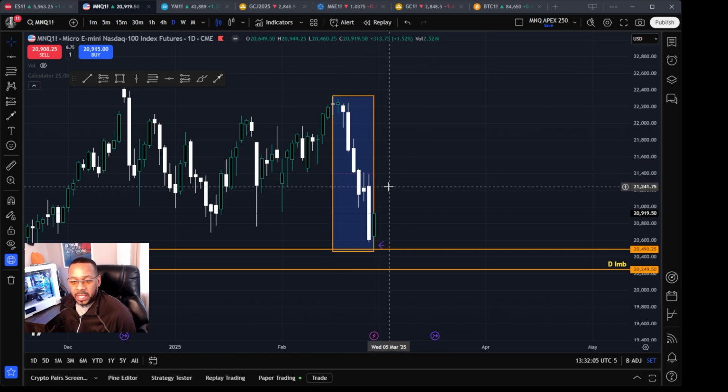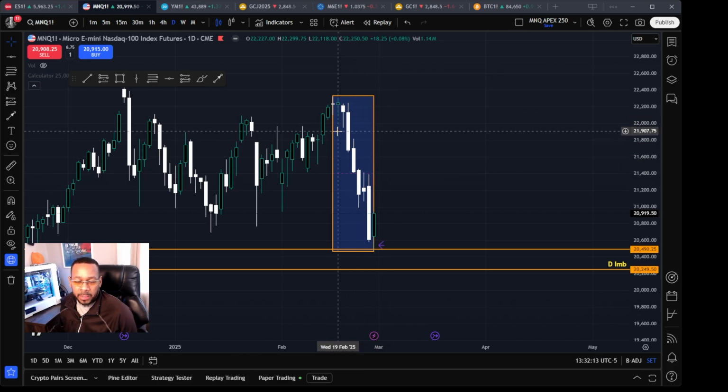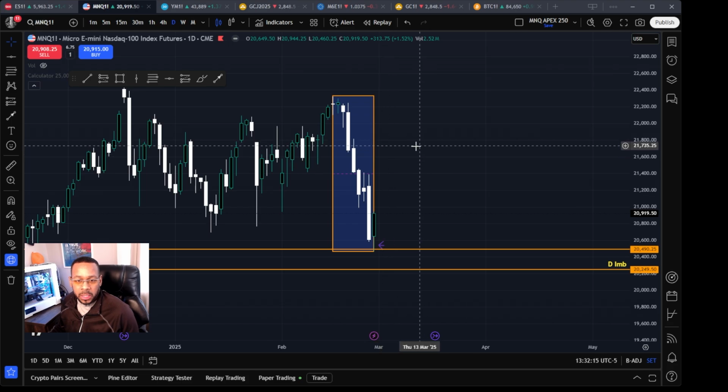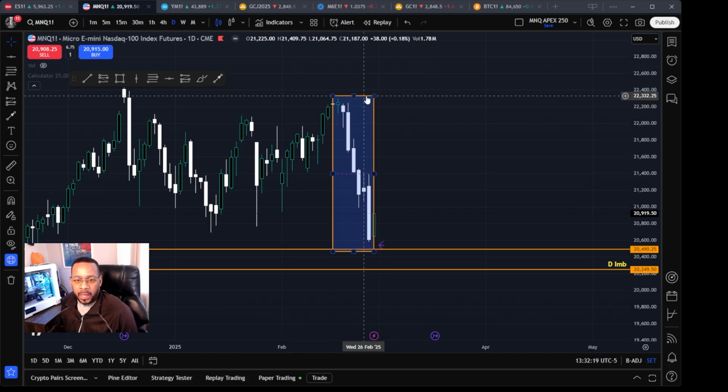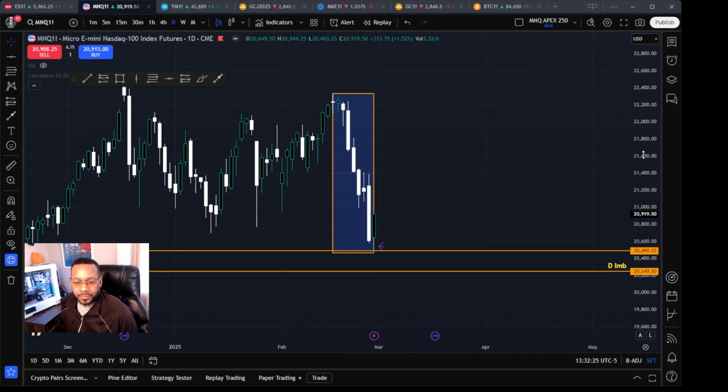If it takes out this high, 21,256, we're looking for it to clean up. We've got two imbalances up here that it can come back to clean up. And then, of course, to take out this high right here of 22,332.